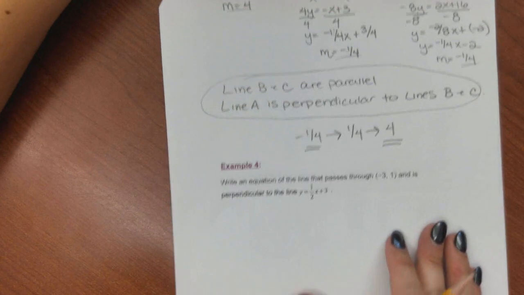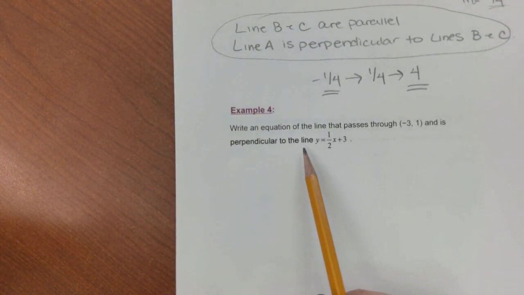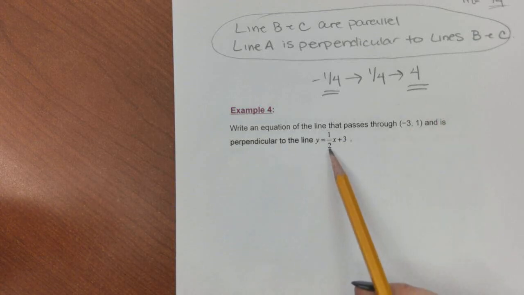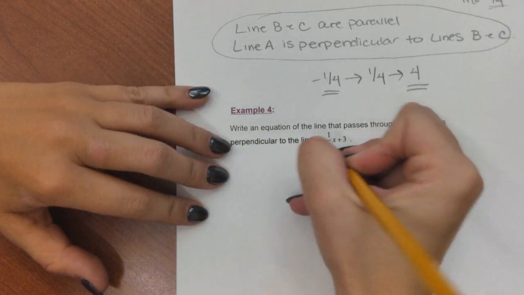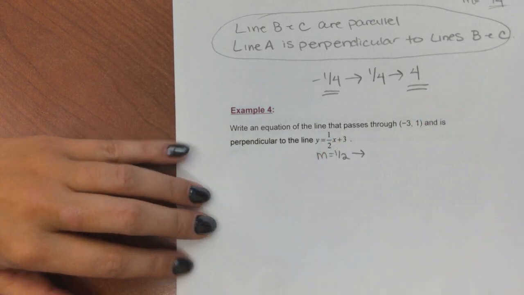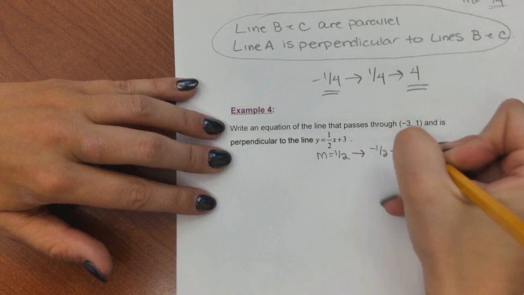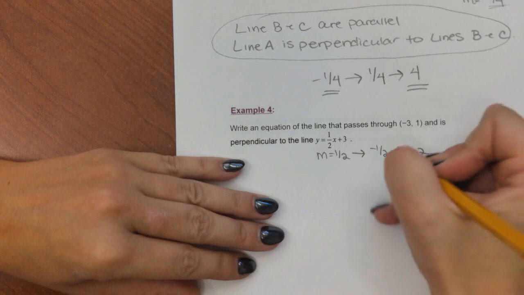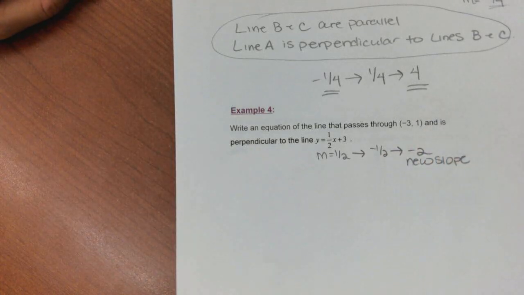All right, for example 4, we've done this with parallel lines already. We want a new equation that goes through this point and is perpendicular to this line. This slope is 1/2. My new slope is going to be the opposite, so negative 1/2, and then the flip, so it'll be negative 2. My new slope is negative 2.